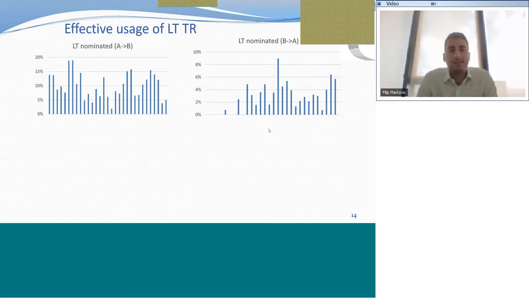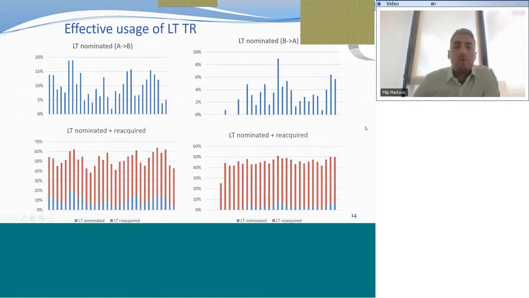You can see that the volumes of nominated long-term capacities are not high or significant. On one border direction, it is sometimes almost 20%, or on average between 10 and 15%. And on the opposite border direction, it is even lower. So what can we say? That traders usually don't like to nominate long-term capacities very often. But why? What is the reason? Because they have the option of the secondary market and the use-it-or-sell-it principle.